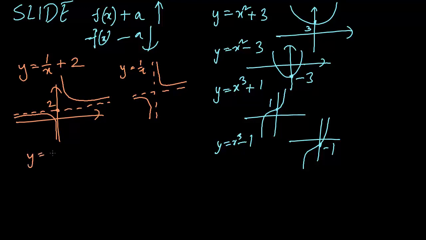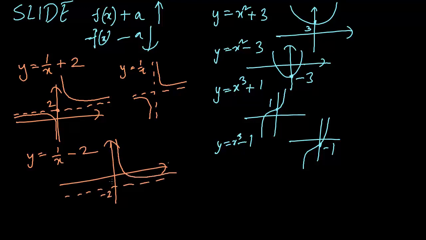Or if it was y equals 1 by x minus 2, then from the original picture, it would slide downwards. So this asymptote would go here, minus 2. And you would have this boomerang over here and this one over here. So when you have this type of slide, it's a little bit difficult with the broken line.